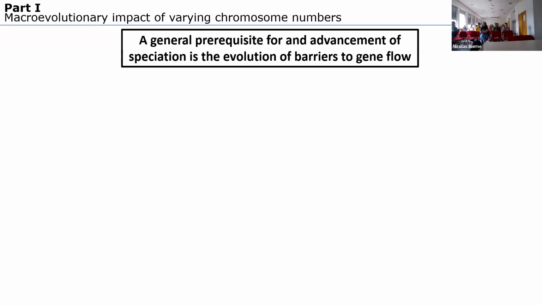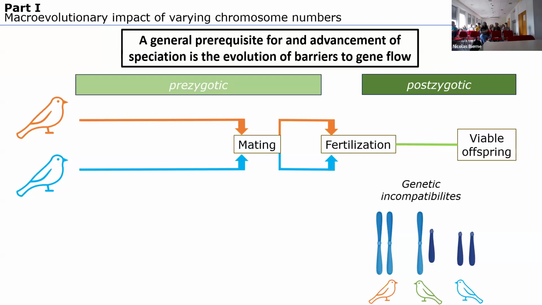Speciation. As you know, there's a lot of disagreement how we can actually come to a new species, how species evolve, etc. But there's also some agreement. So we can probably agree, at least I hope, that for the advancement of speciation, we need barriers to gene flow to evolve. And there's different types of barriers that can be prezygotic, that can be postzygotic.